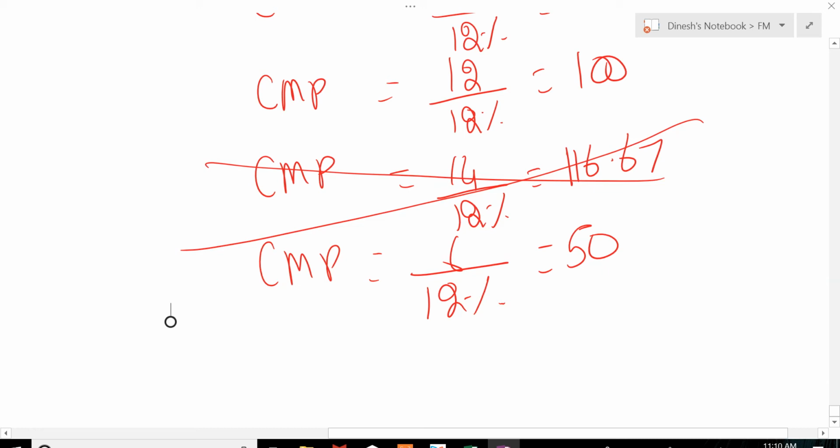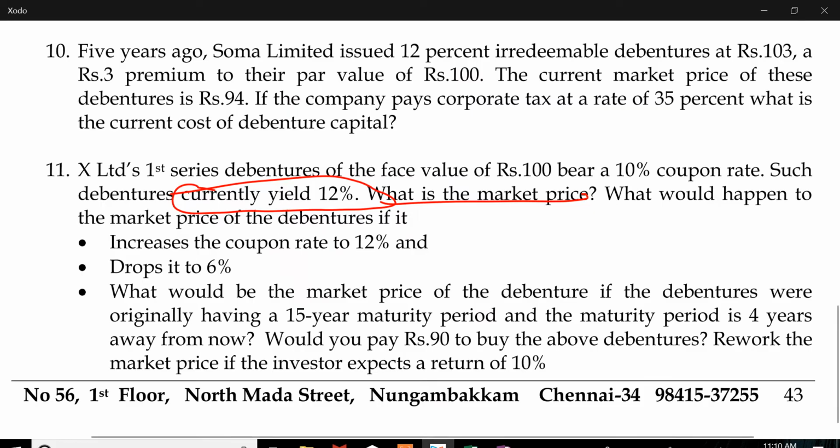Can you proceed? Now coming to the second part, what would be the market price if the debentures were originally having a 15-year maturity period and the maturity period is 4 years away from now? That is, only 4 more years are pending, which is a redeemable debenture. Now please listen.